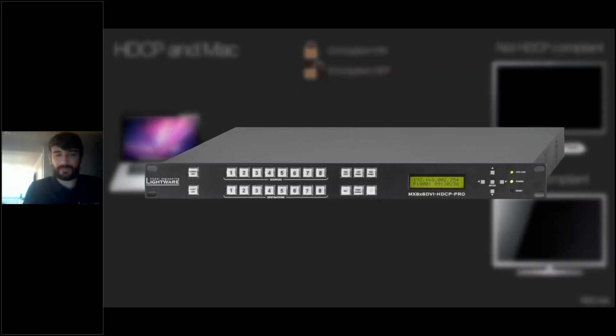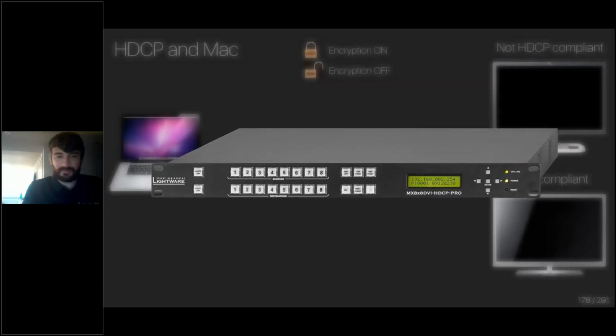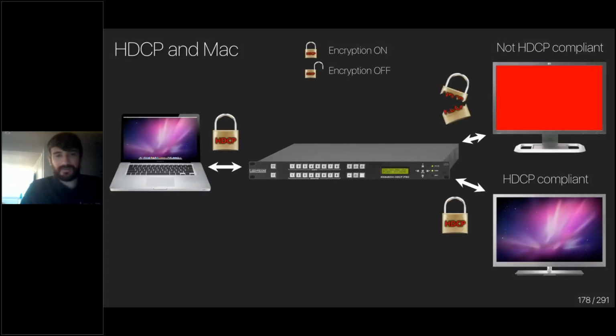If we have an HDCP compliant switcher like our 8x8 DVI HDCP Pro, this is what we'd see. The Mac would be able to see that the switcher is HDCP compliant, so it would send encrypted content to the switcher. The switcher could send the encrypted content to the HDCP compliant display. However, to the non-compliant display, it wouldn't be able to show the image. In this situation, the matrix actually performs an intelligent action and shows a red screen on the display. So this red screen is a notification to the user that you're having an HDCP problem here.